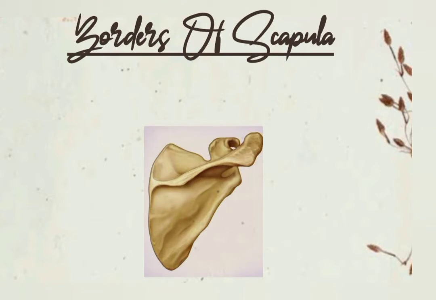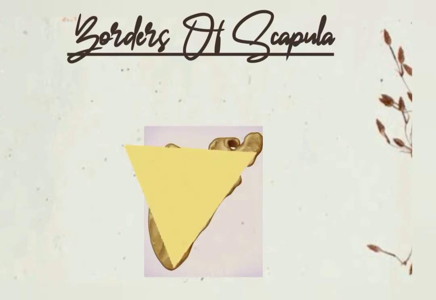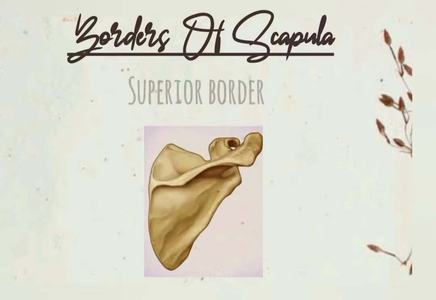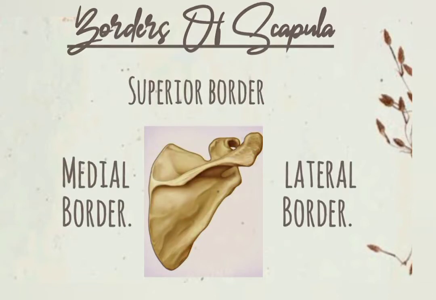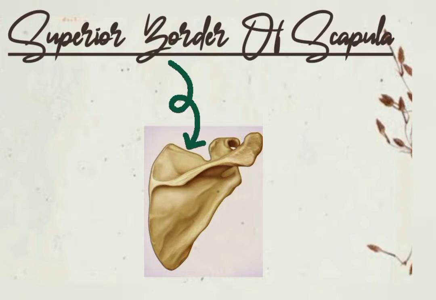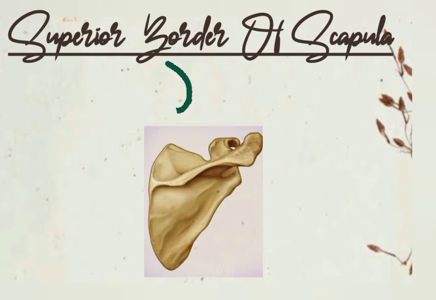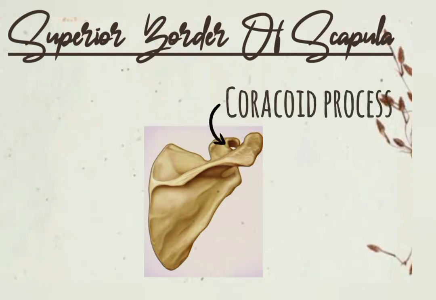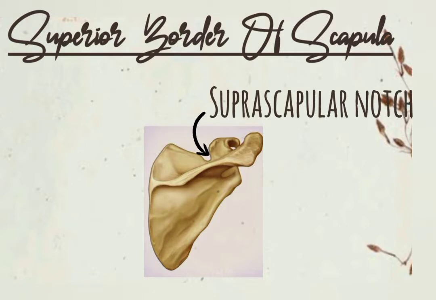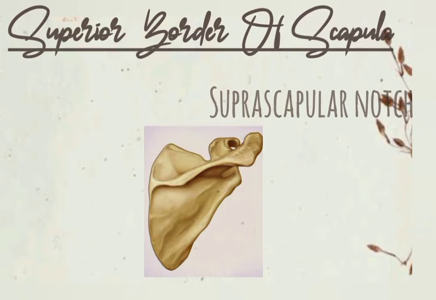As you can see, the scapula is triangular in shape, so it bears three borders, which are termed the superior border, the lateral border and the medial border. This is called the superior border of the scapula, which is thin and short, and it is near the root of the coracoid process. This is the coracoid process over here, and the superior border also bears a suprascapular notch over here, which provides a passage for the nerve and artery.